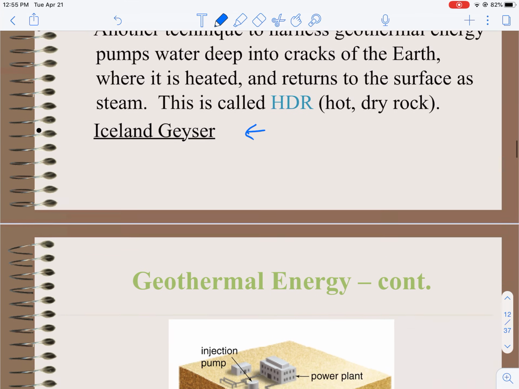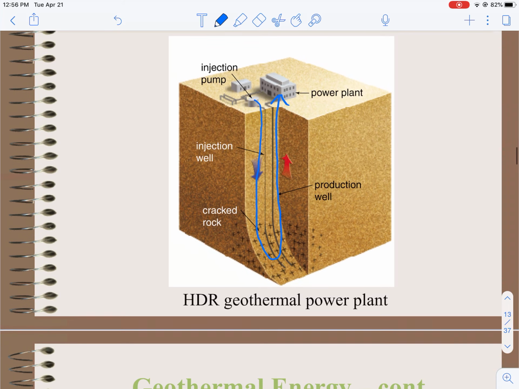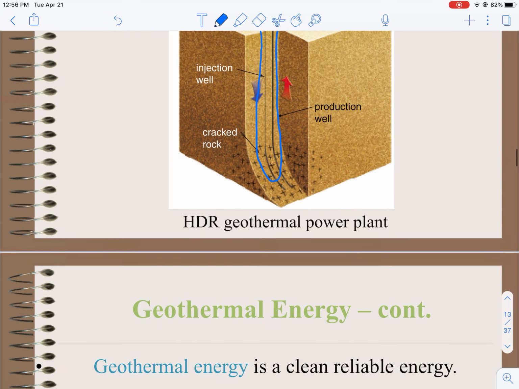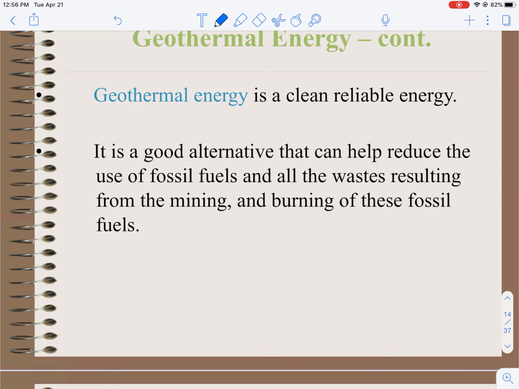The link here on geysers in Iceland is a great link to take a look at. Here we're looking at injecting regular cold water in and having it come back up as a source of hot water to the power plant that can then turn a turbine to create electricity.